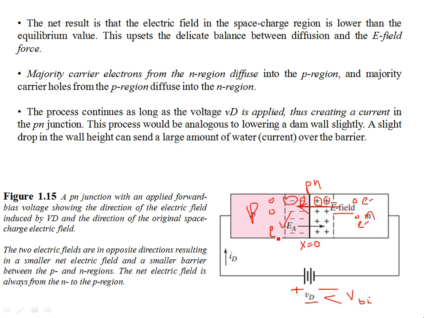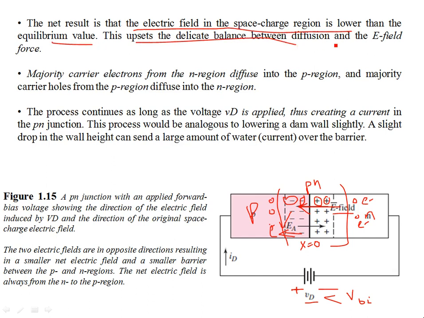So similarly, there will be some minority carrier electrons which are going to flow from the other side, and they will recombine with the holes. So there will be some excess of minority carriers across the junction, but the concentration is going to drop. So the net result is that the electric field in the space charge region is lower than the equilibrium value.